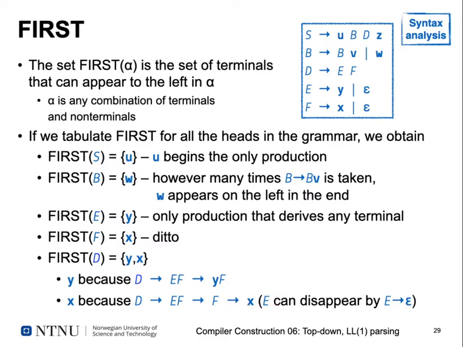So that's why it's a set, because there can be more than one character actually as the set of terminal symbols to the left for one of the productions here. So essentially for non-terminal symbol D, we have exactly this case that this can resolve to either a Y or an X on the left-hand side of the string.